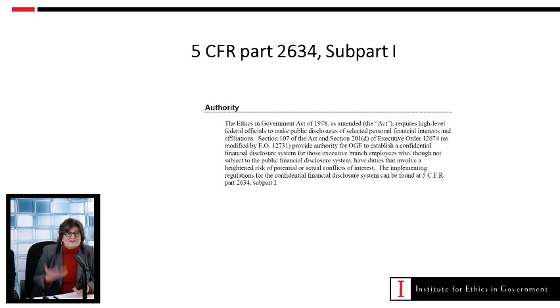So as a general matter, just so that we're all familiar with the authorities under which the system operates, the Ethics in Government Act actually discusses the requirement for federal officials to make public disclosures of selected personal financial interests. But it also provided OGE with the authority to establish a confidential financial disclosure system for executive branch employees who may not be subject to public financial disclosure. So OGE's authority to do this comes from the Ethics in Government Act, as well as a separate executive order, 12674.